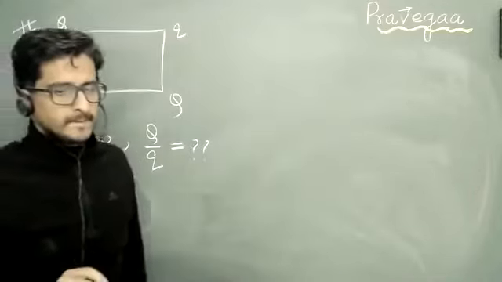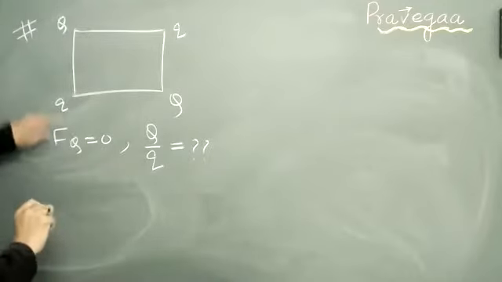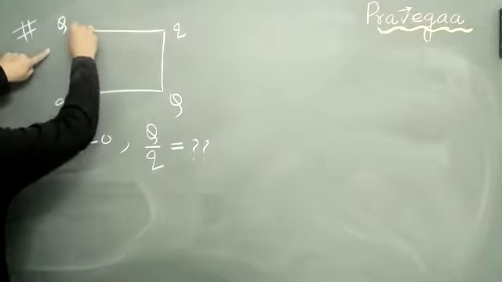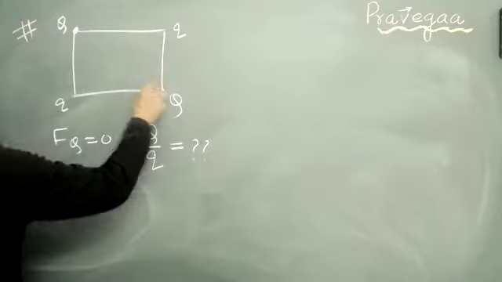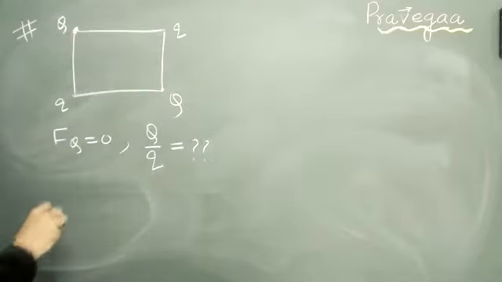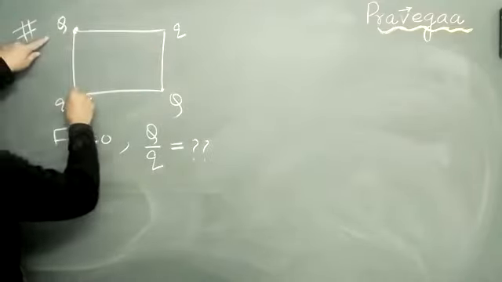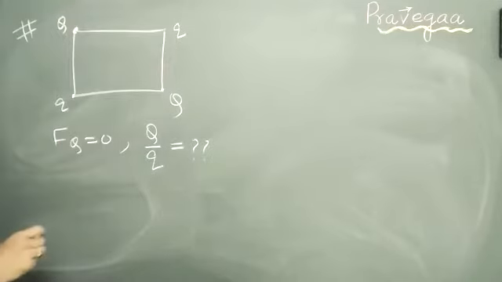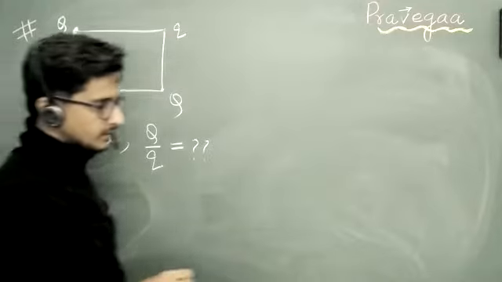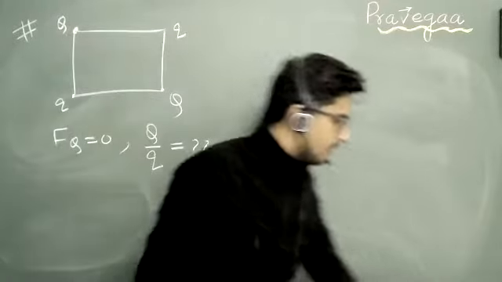Superposition. The force on Q is 0. That means the force on this charge or this charge, you can take equal to 0. The force on this charge will be because of this and this. You will take the superposition, and because they are vector quantities, you have to add them vectorially. Then you put it equal to 0 and find the value of Q by Q. So this will be a simple homework for you.